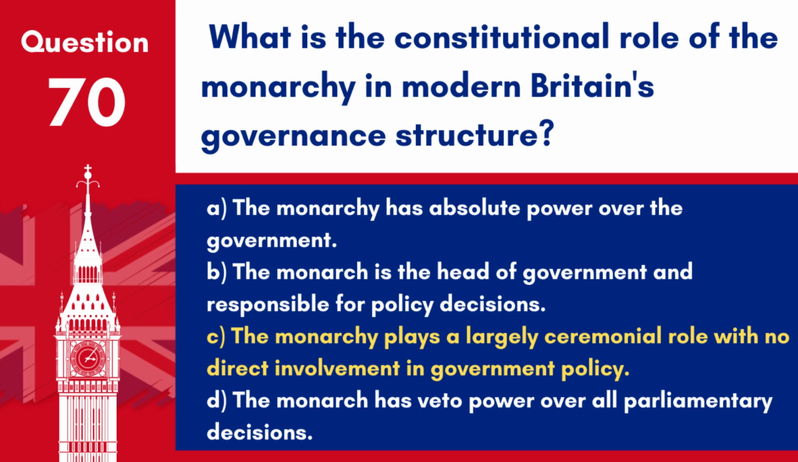In modern Britain, the monarchy's role is primarily symbolic, with constitutional and representational duties but no governing authority.